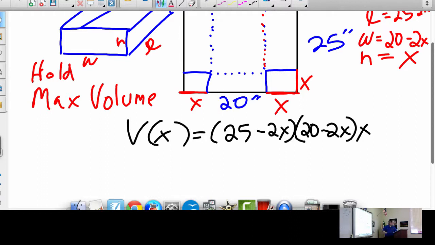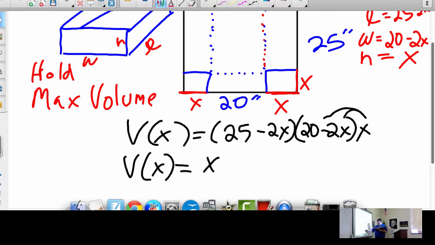Okay. Now, to save time, you guys already know how to multiply that out, right? I don't have to reteach you how to multiply it out. If I expand this and multiply through the parentheses, and then multiply it through, when I'm done, V of x is actually 4x cubed minus 90x squared plus 500x. Okay?